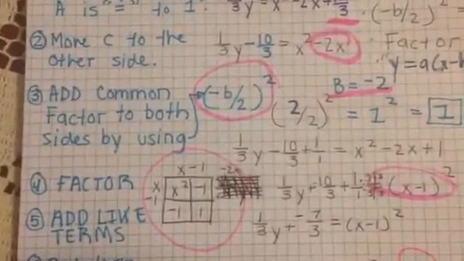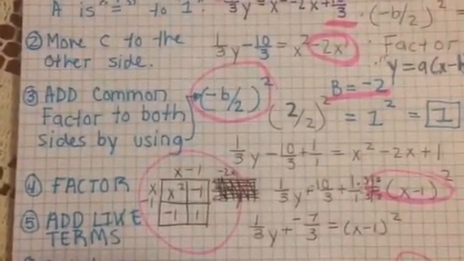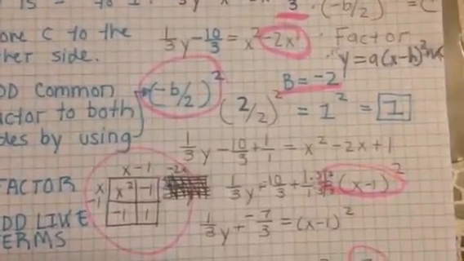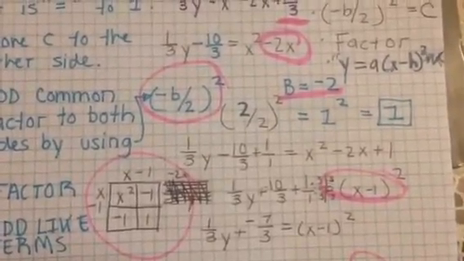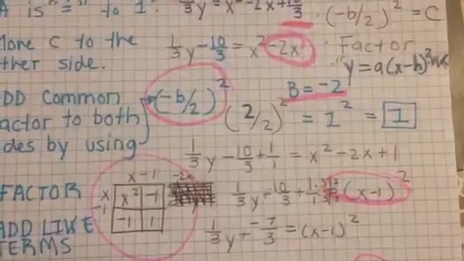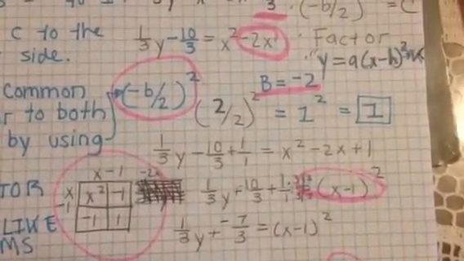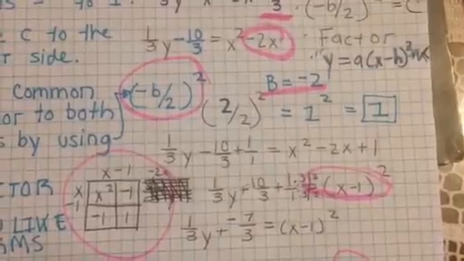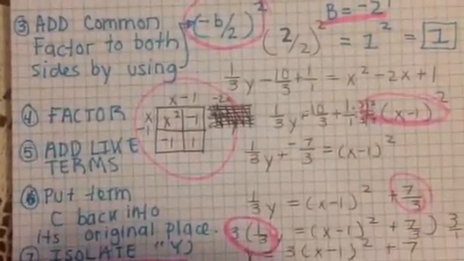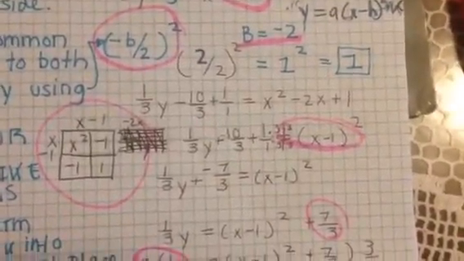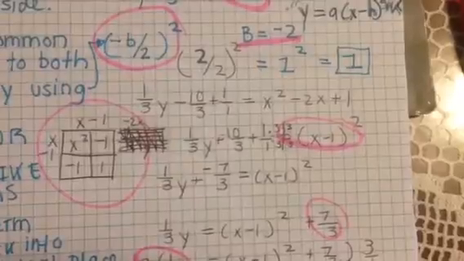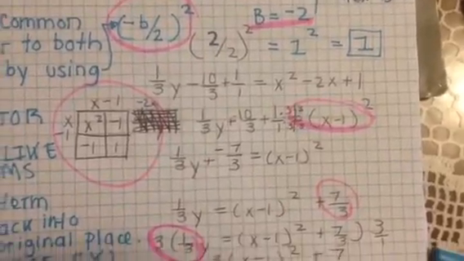My fifth step was to add the like terms, and this is because I didn't do it sooner. So I get negative 7 over 3 when I add negative 10 over 3 plus 1. So my formula now is 1 over 3 y plus negative 7 over 3 is equal to (x minus 1) squared. And now I have to put the c term back into its original place. And I get 1 over 3 y is equal to (x minus 1) squared plus 7 over 3.